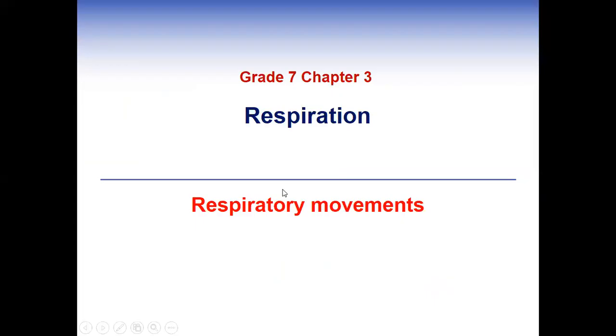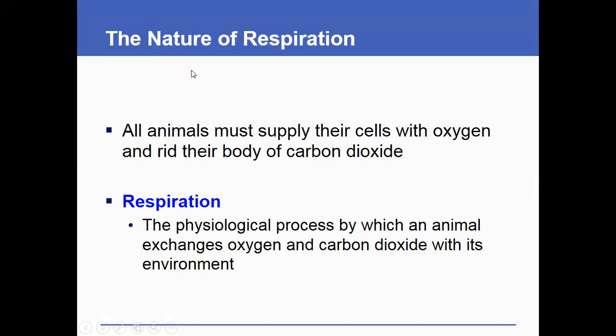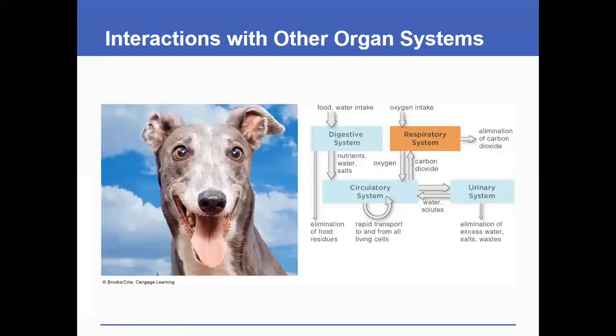Today we are going to learn about respiration. This is for grade 7, chapter 3, the respiratory movements. The nature of respiration: all animals must supply their cells with oxygen and rid their body of carbon dioxide. Respiration is the physiological process by which an animal exchanges oxygen and carbon dioxide with its environment.